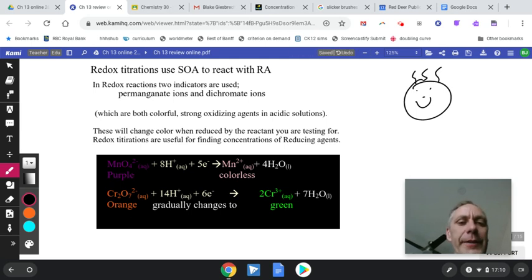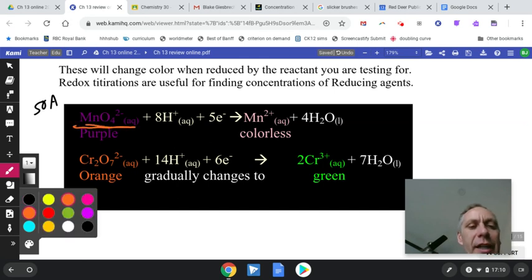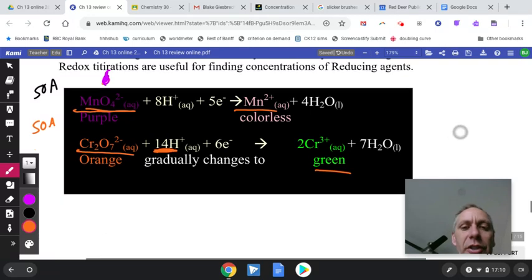Okay, redox titrations. So remember, in redox titrations, there is always a strong oxidizing agent that changes color. So we have permanganate ions that go from purple to colorless, but it'll appear pale pink because of that 1 drop of permanganate mixed in the colorless water will give you a light pink. And option number 2 is the dichromate ions, which, when acidic, will turn to green. So these are our strong oxidizing agents that change colors in the presence of a reducing agent.